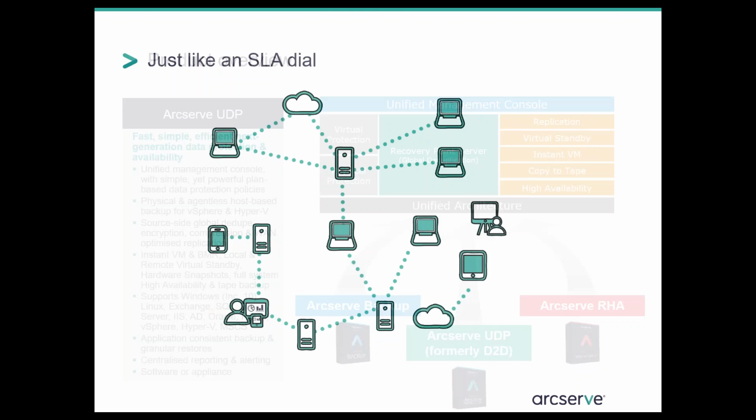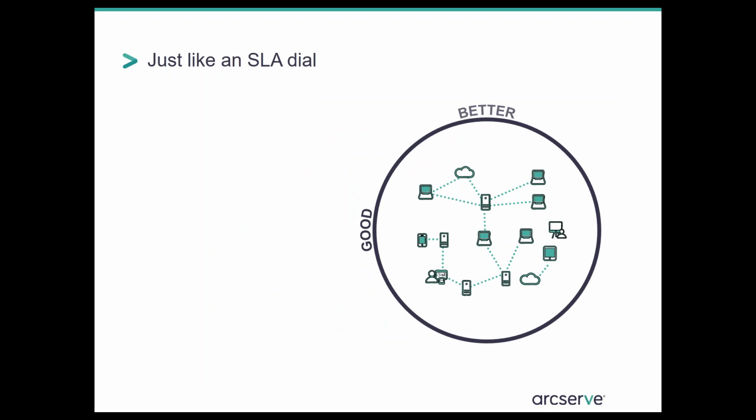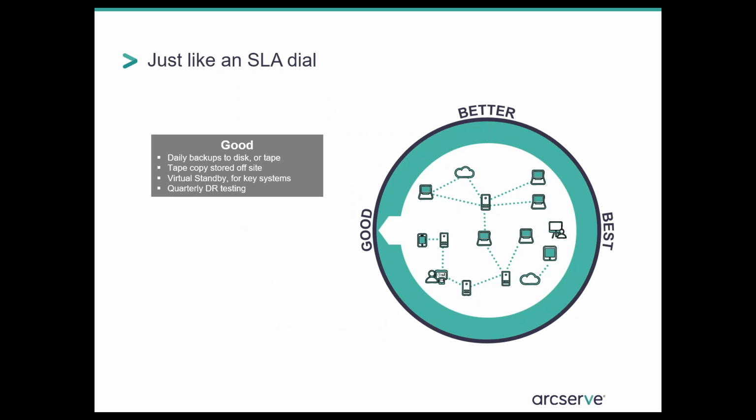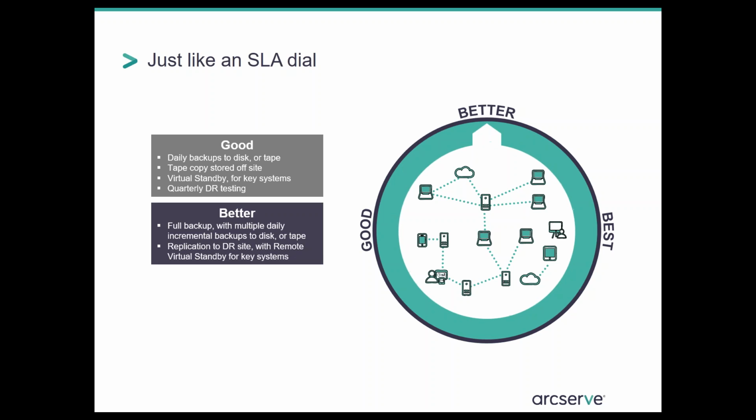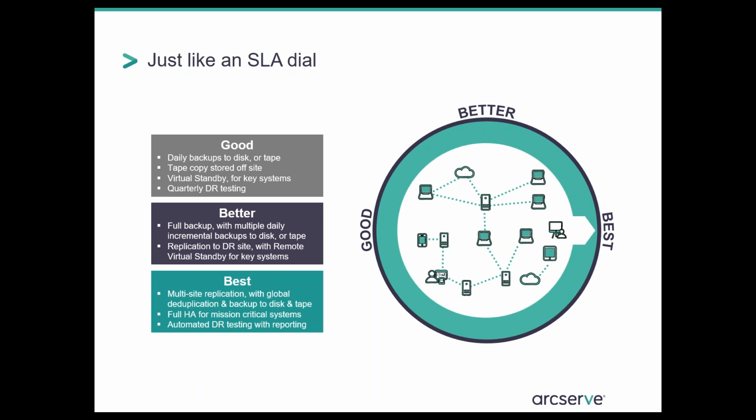It's probably best to think of Arcserve UDP like an SLA dial, where we have good, better, and best. With a good solution, we can perform daily backups, whether they're to disk or to tape. We can then take those tapes off-site. We can do quarterly or half-yearly testing. If we want to turn that dial, we can make it a bit better by doing multiple daily incremental backups. We might do replication to a DR site, and we might do remote virtual standby for key systems.